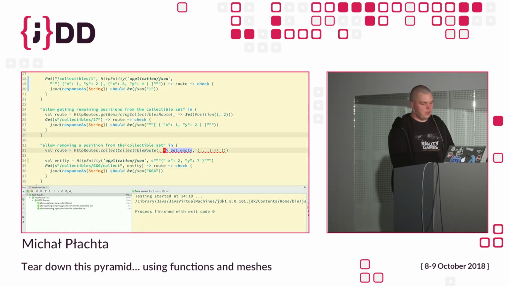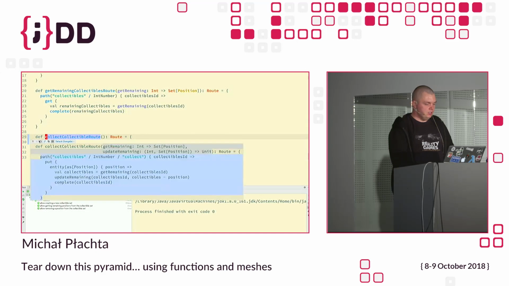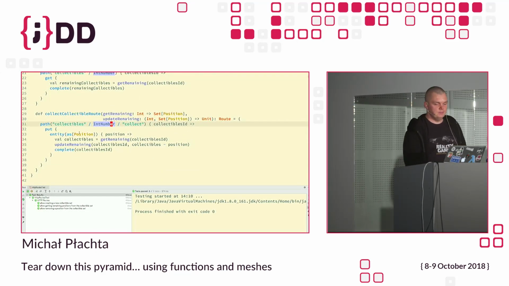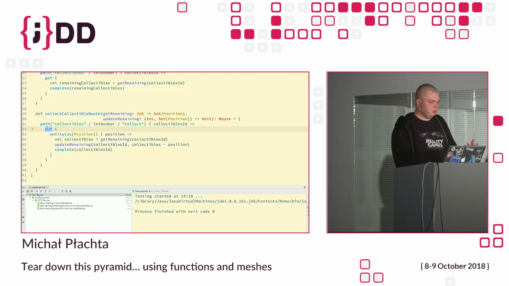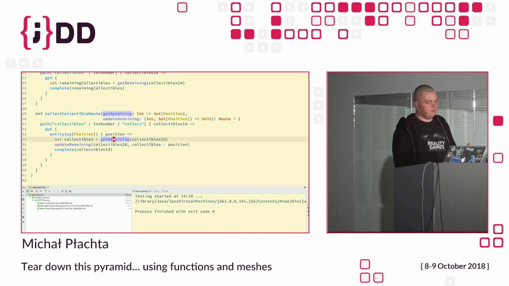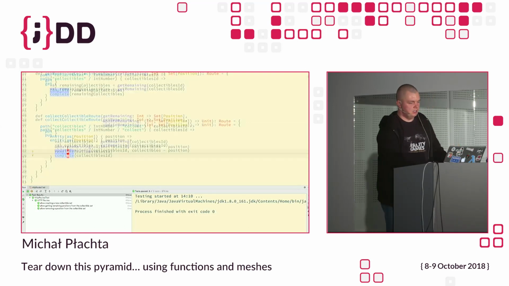Again, as you can see, we have two functions because we need to externalize our two assumptions about what happens. So again, a path is collectibles, int number as the identifier, and collect. We have this put request and entity as position because we are collecting this concrete position. And then we just get remaining. We don't know where from. And then update this remaining. Again, a side effectful function, in set position to unit. And then complete. So very, very similar approach.